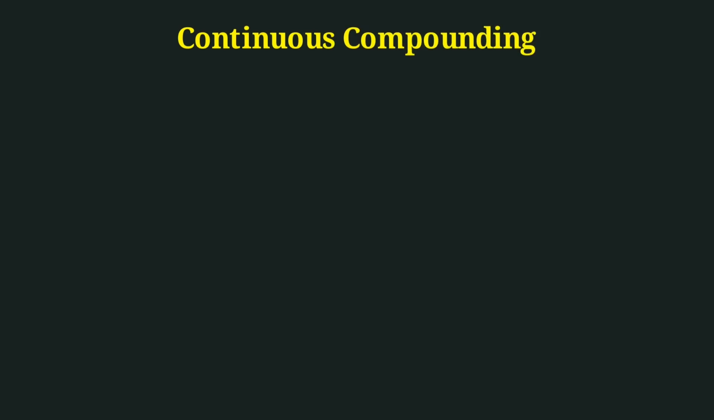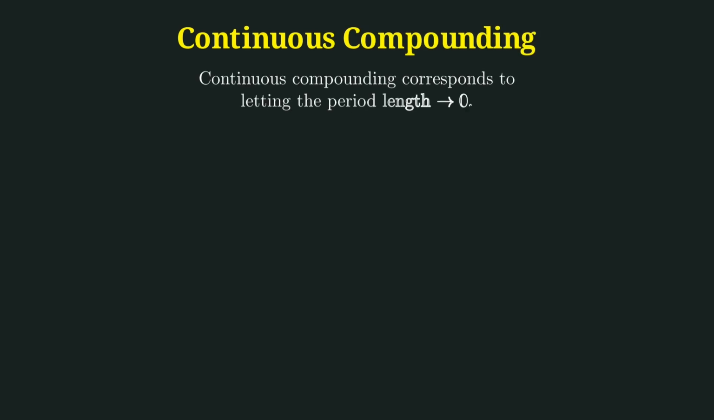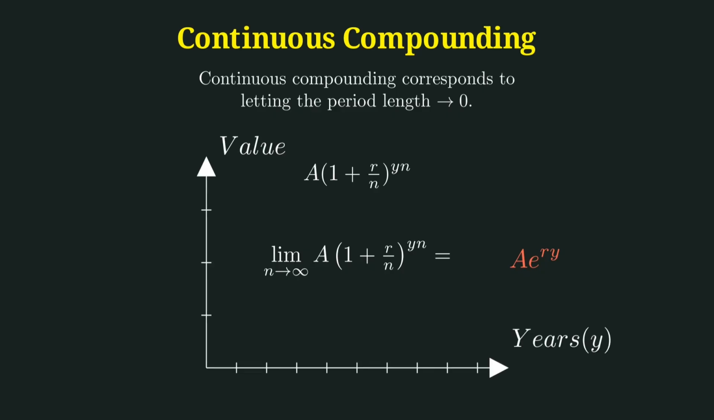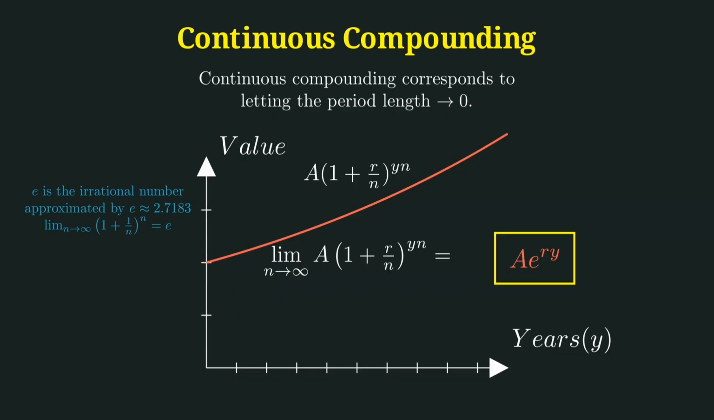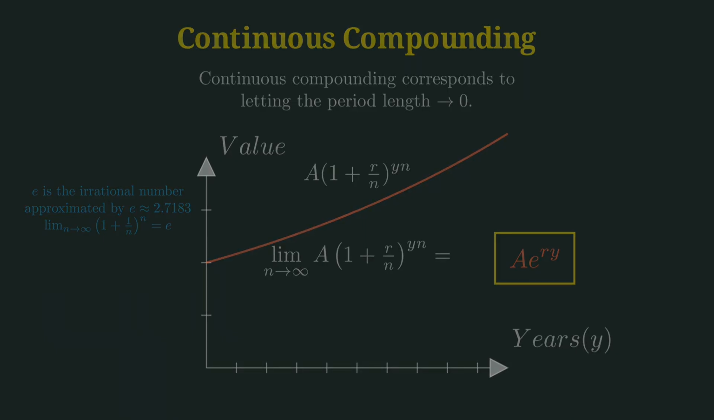Continuous compounding corresponds to when the time period is closer to 0. That means when we take the limit of this quantity as N goes to infinity, you'll get A e to the power of R times Y. And here the graph indicates how the money grows through time. The quantity e is an irrational number, which is approximated by 2.7183. It is derived by this special limit.